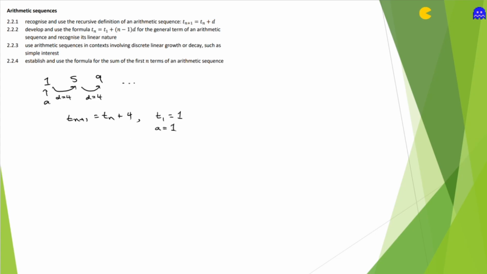In terms of the general formula, we can define any term in our sequence tn as equal to a, 1, plus n minus 1 times our difference d, so 4 times n minus 1. And this hinges on the fact that our first term, in this case the 1, is defined as t1. Alright, so this is an example of a context where you might use an arithmetic progression or an arithmetic sequence. I'm using sequence and progression interchangeably in this case.